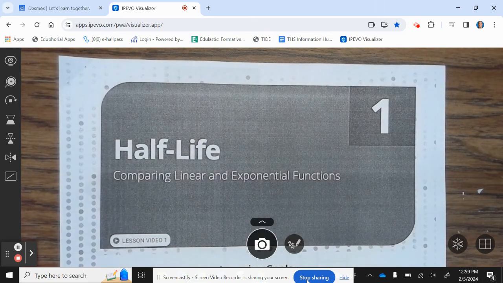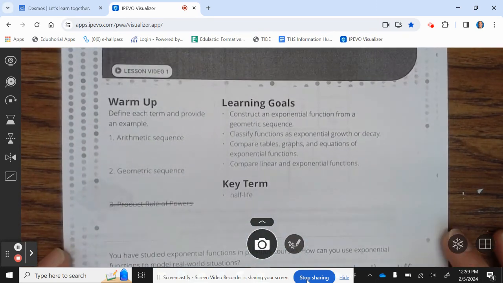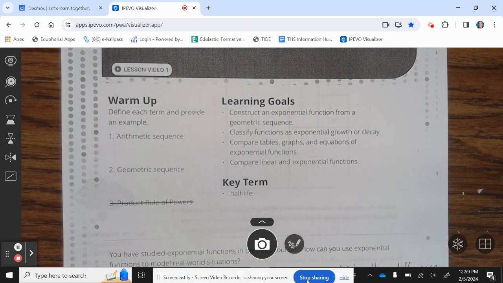Lesson 1, Half-life, comparing linear and exponential functions. Warm up: define each term and provide an example.